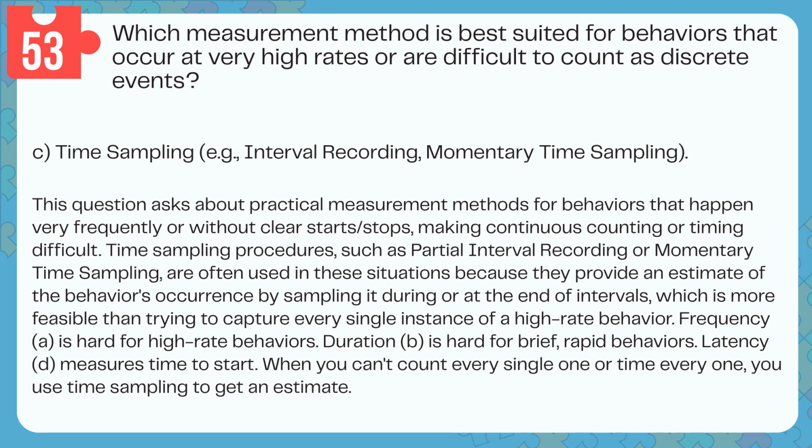Frequency, A, is hard for high-rate behaviors. Duration, B, is hard for brief, rapid behaviors. Latency, D, measures time to start. When you can't count every single one or time every one, you use time sampling to get an estimate.